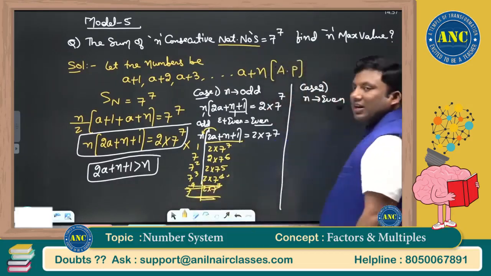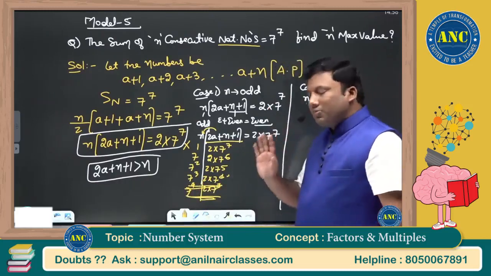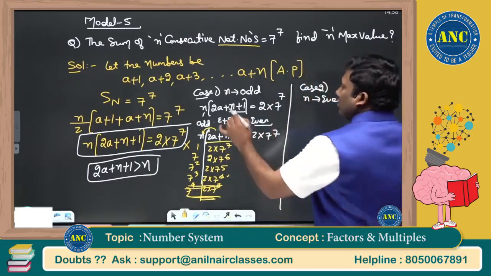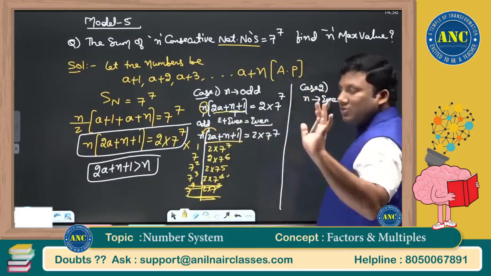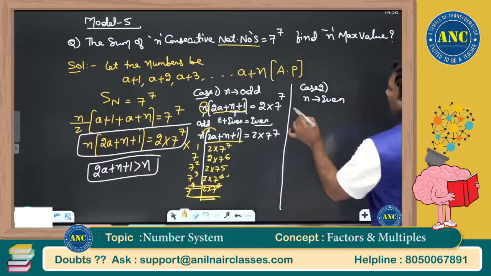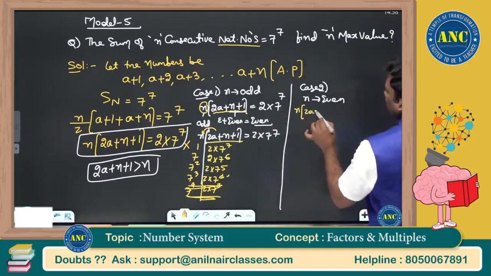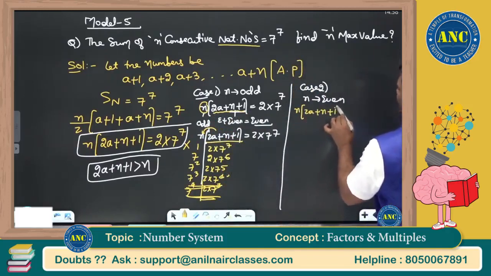All the cases, further cases are eliminated. I hope the idea is clear. That means if n is odd, this will be even. Please make a note of it. N is odd. Second case, n into 2a plus n plus 1.